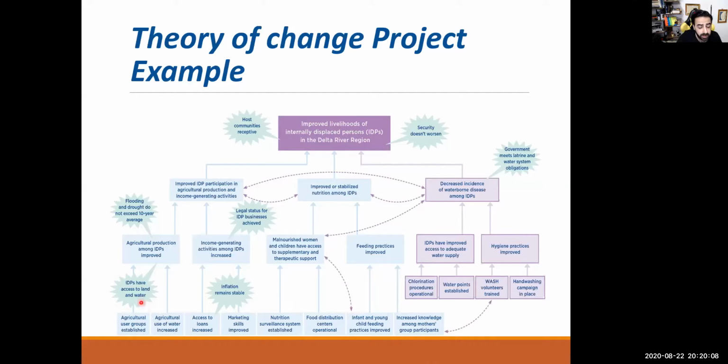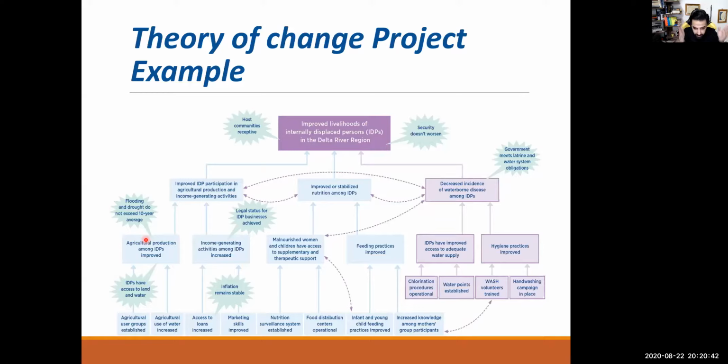Each two of them, maybe 3, 5, or 10 of them will give you the IR, which is the intermediate result. Agriculture production among the displaced improved. Okay, how did it improve? We formed groups, we brought them water, and agricultural production improved. Okay.